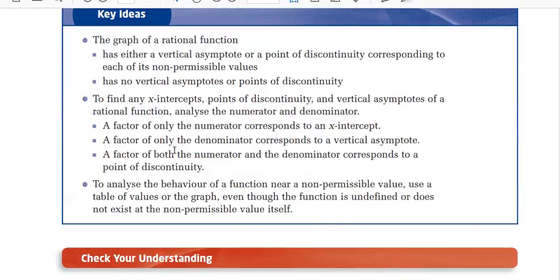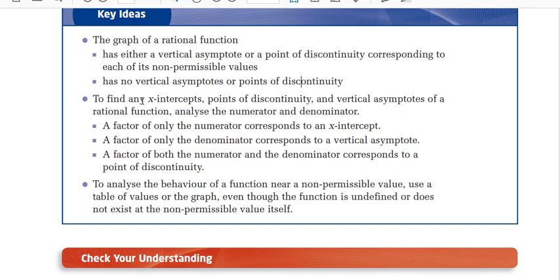So I'm just going to point you here. This is what we talked about. The graph of a rational function either has a vertical asymptote, that's when a factor remains in the denominator after simplification, or a point of discontinuity. This is a restricted value that eventually would get divided out of the simplified equation. That's a point of discontinuity, and they would always correspond to the non-permissible values that you see there. If there are no non-permissible values, then it has no asymptotes or points of discontinuity. It would be just a straight line, or a parabola, with no discontinuity.